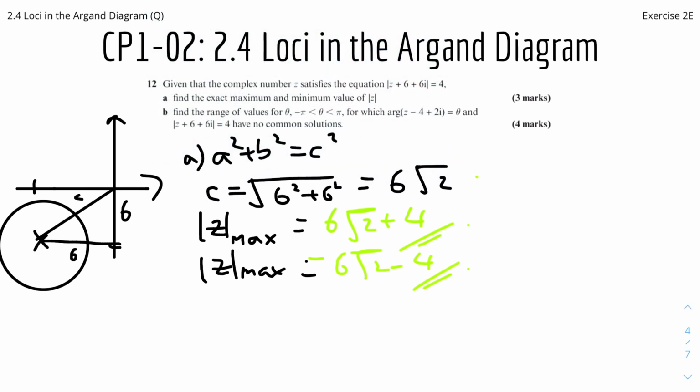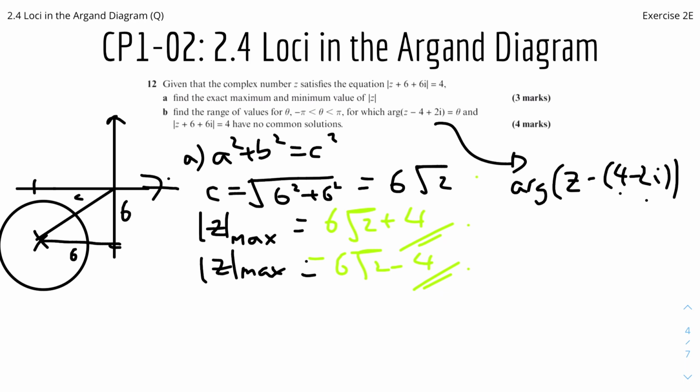And next question. Find the range of values for theta, where minus pi is less than theta is less than pi, for which the argument of z minus 4 plus 2i equals theta, and this circle has no common solution. So we know that this is basically equal to arg of z minus 4 minus 2i. Therefore, the argument has a center of 4, minus 2. So it will be around here, 4 and minus 2.